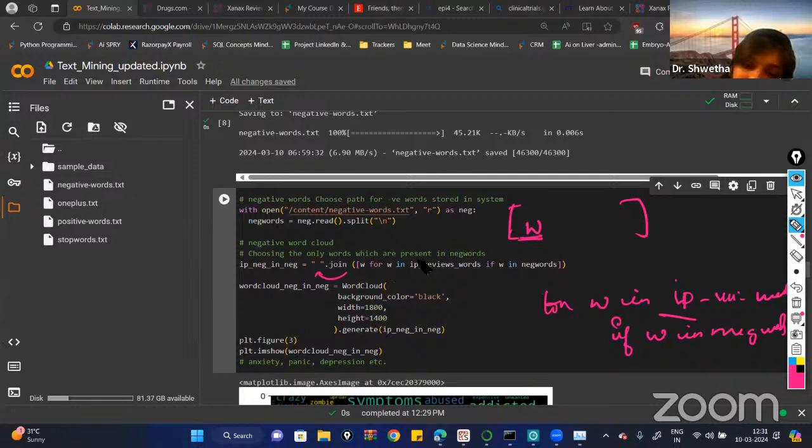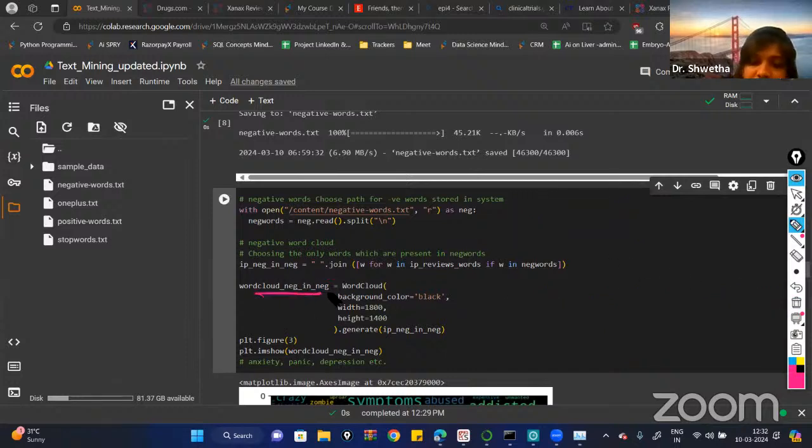Okay, this joining will also be with the space so that every word is accompanied by a space. This will be stored in IP underscore neg underscore in underscore neg. This we are using to build a word cloud. This word cloud, we are representing it with a background color of black. Width should be 1800, height 1400, then dot generate will generate the word cloud for the data we are providing. This is the data we have given over here.